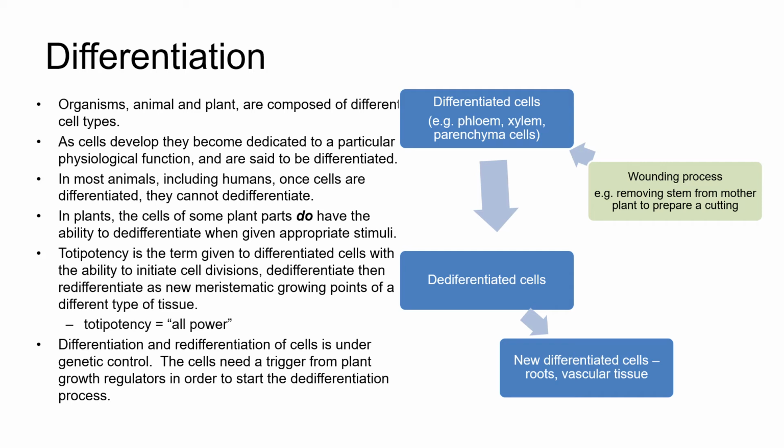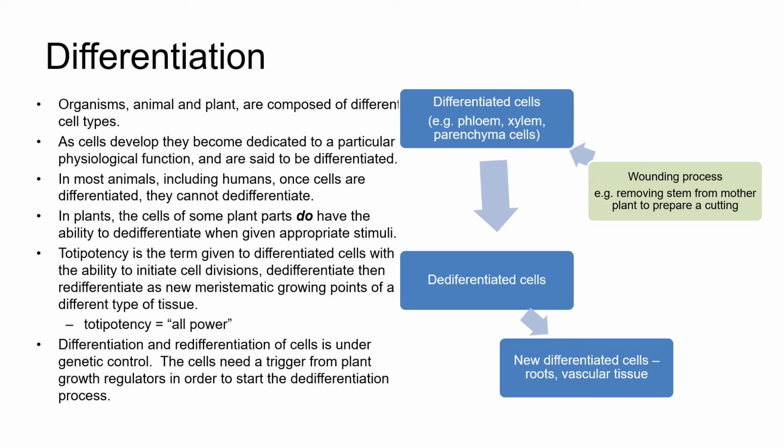In most animals, including humans, once cells are differentiated, they can't de-differentiate, meaning they can't stop being cells of one type of tissue and then change to another type. In other words, once you're a muscle cell, you're always a muscle cell. In contrast, in plants, the cells of some plant parts do have the ability to de-differentiate when they're given appropriate stimuli.